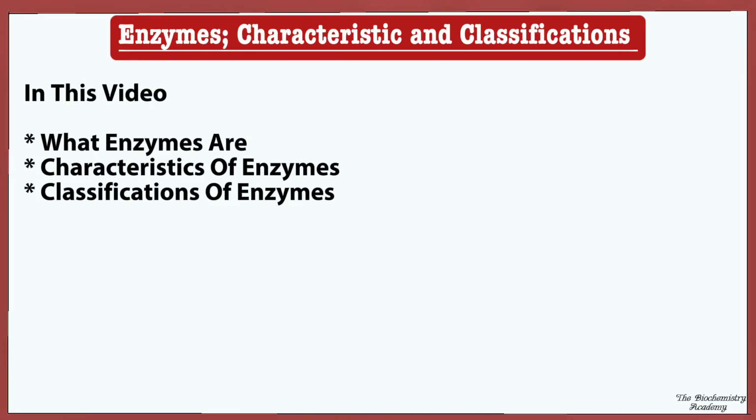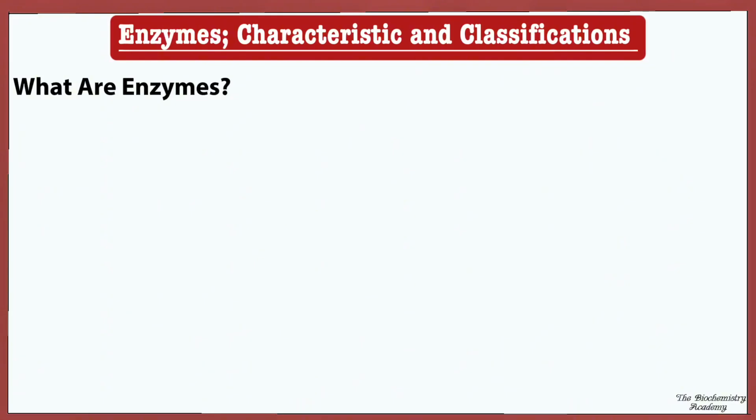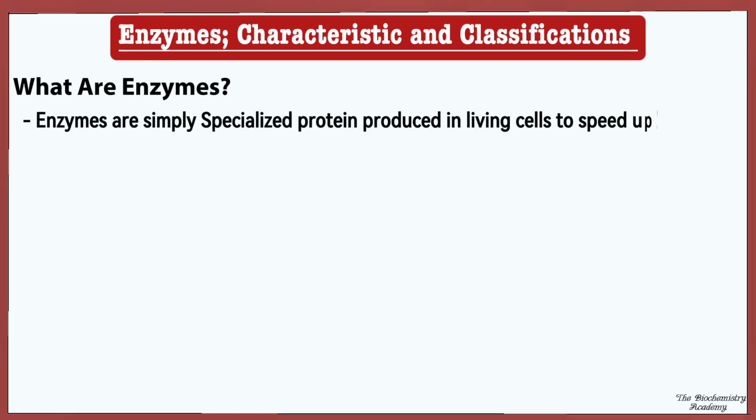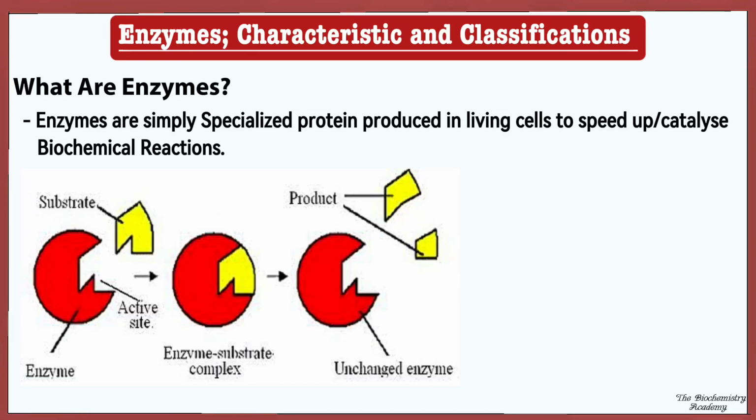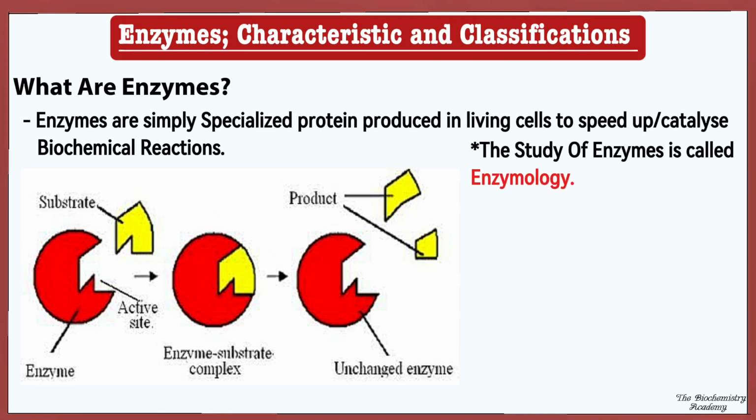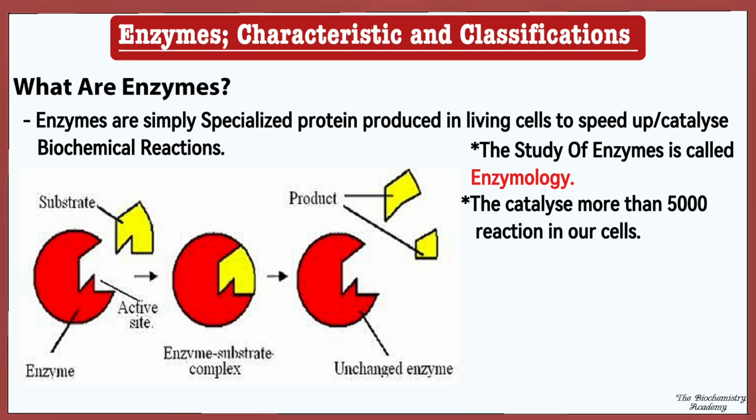Now, the first question is, what are enzymes? Enzymes are specialized proteins which are produced by living cells to speed up or to catalyze biochemical reactions. Now, the molecule on which an enzyme acts is called a substrate, and this substrate is finally converted into a product. And we should know that the study of these enzymes is called enzymology. Enzymes are known to catalyze more than 5,000 reactions taking place in our cells.